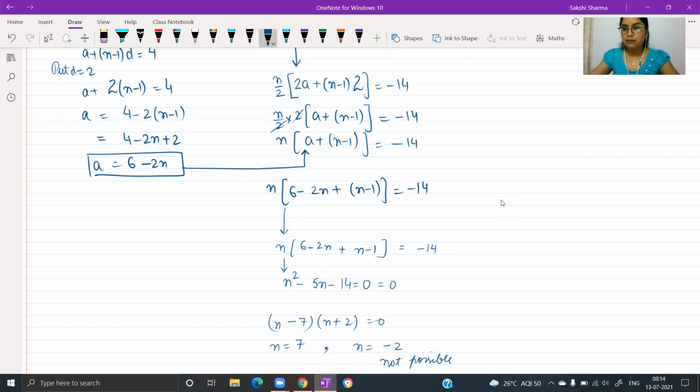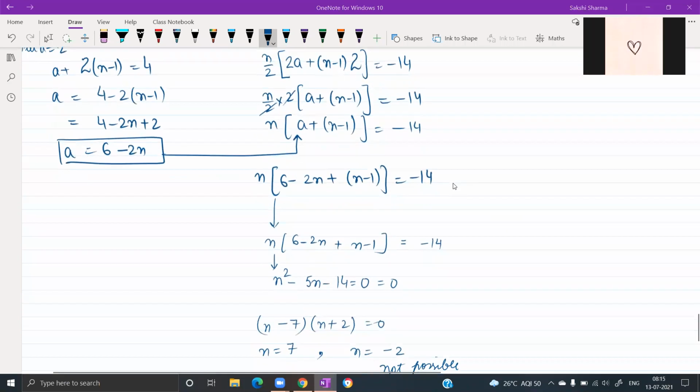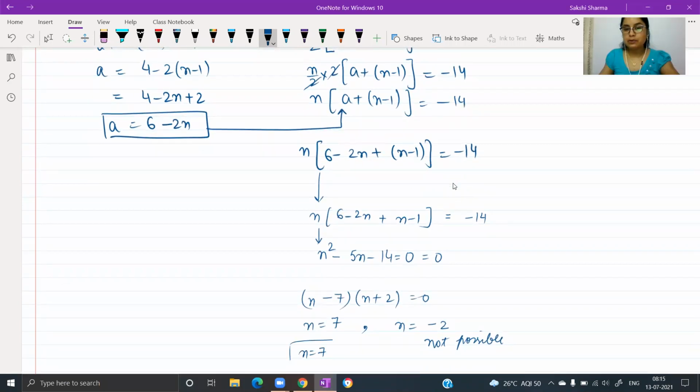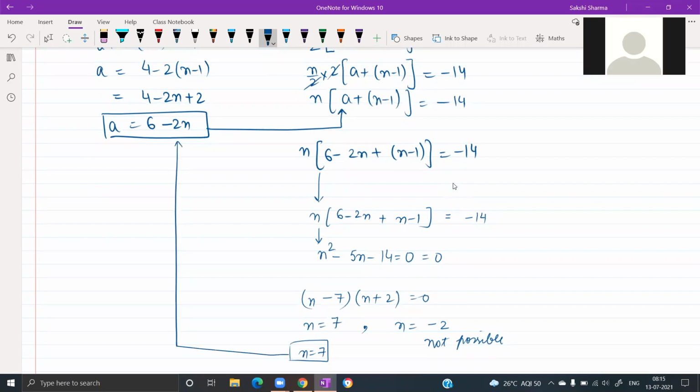Once you have n, can we find out the first term? This is the value of n. Using this value in this equation, where we had found the value of a, put the value of n in that relation and find out the value of a. A comes out to be -8.